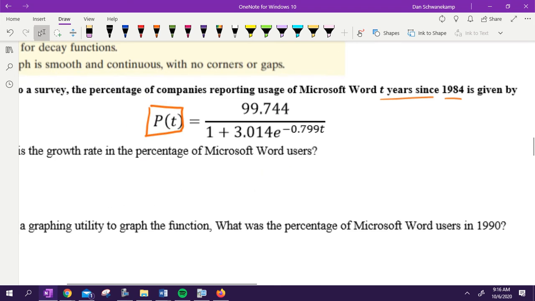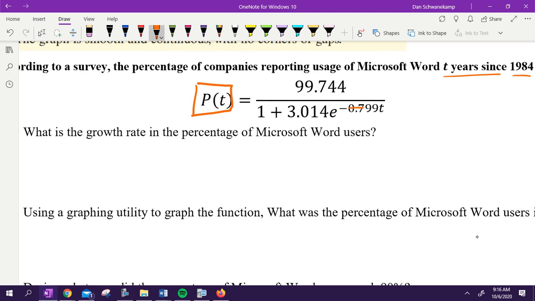I think growth rate is always the thing in the exponent with the t. Oh, but it's got a negative sign. Do you think Microsoft Word companies are getting less? Not in 1984, it wasn't. Okay. The answer is 79.9%. That's the growth rate.